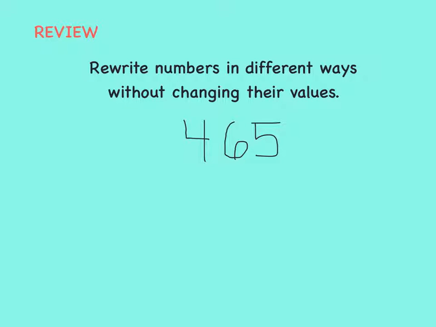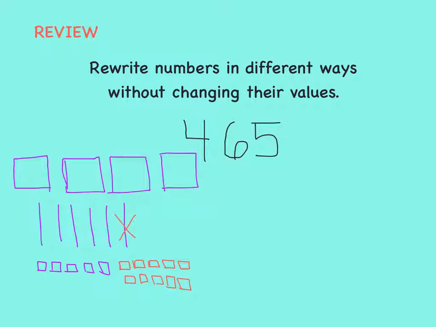We represent 465 with 4 hundreds, 6 tens, and 5 ones. Let's say we want more ones. All we need to do is break apart one of the tens. Now we have 5 tens and 15 ones. But what if we want more tens now? All we would need to do is break apart one of the hundreds. Now we have 3 hundreds and 15 tens.